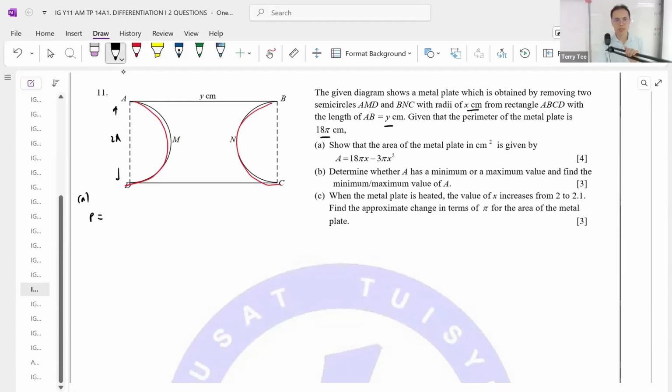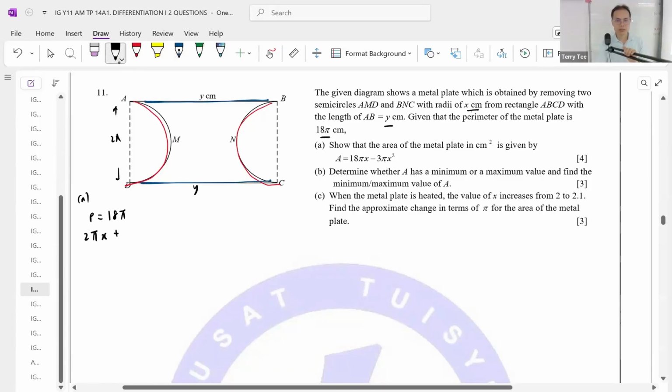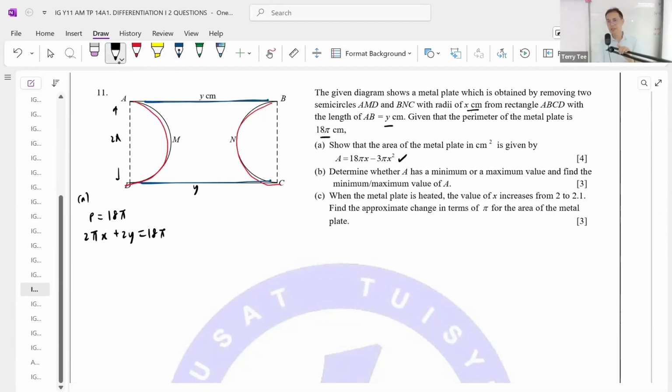Our perimeter is 18 pi, so it's two semicircles combined together, so it's one circle. The length will be 2 pi r, your r is x, plus 2y here. This 2y I need to add together, y plus y, so that is 2y. The result is 18 pi. So notice the answer is given in terms of x. There is no y. So you need to make y the subject.